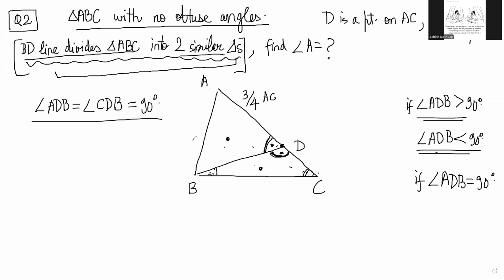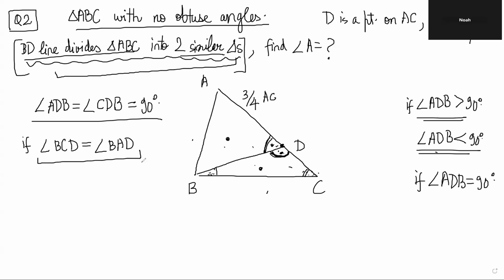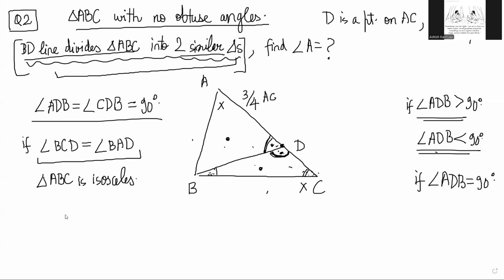We already have this AB is opposite is matching with BC is opposite. Now we just have to check if, let's say, angle BCD is equal to angle BAD, right? That is one case. Then BCD, let's call it X, and BAD, let's call it X. In that case, we have an isosceles triangle ABC. Triangle ABC is isosceles in that case, right?